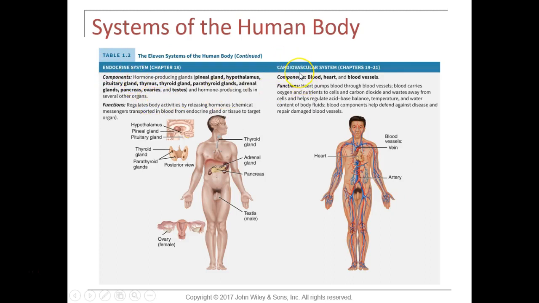The cardiovascular system is composed of the blood running through the blood vessels, and the heart pumps your blood through those blood vessels.